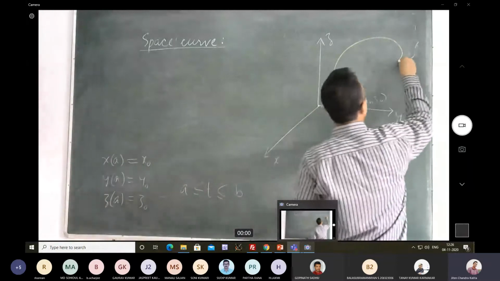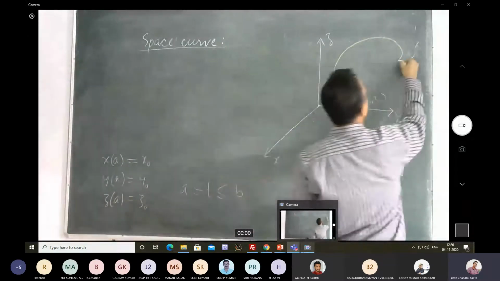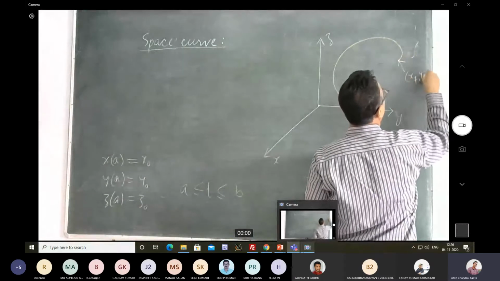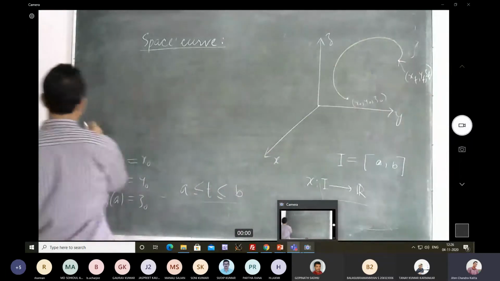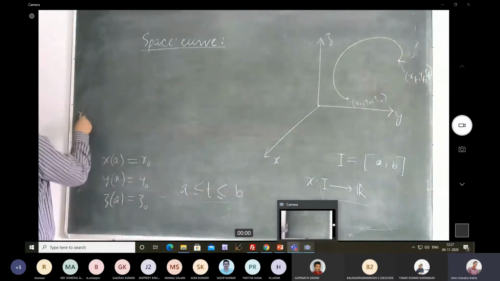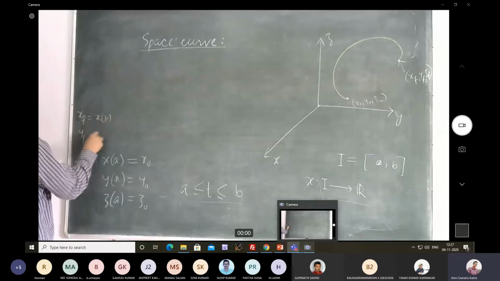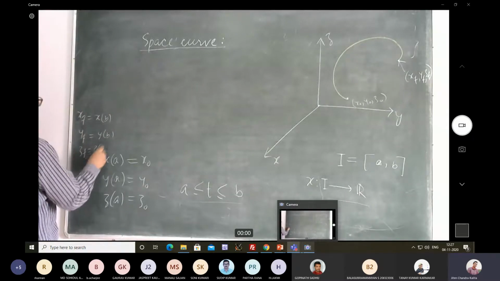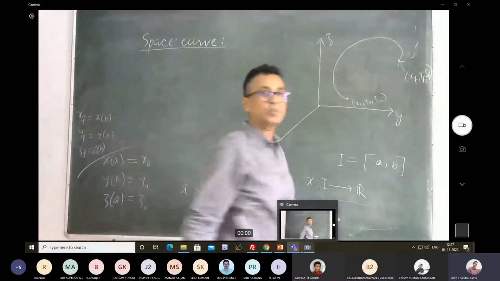So if I define this curve in this interval, the end point, if I call it (xf, yf, zf), then what must happen? Your xf must be equal to x(b), similarly yf equal to y(b), and similarly zf equal to z(b), right? So this is the way we can define a space curve.